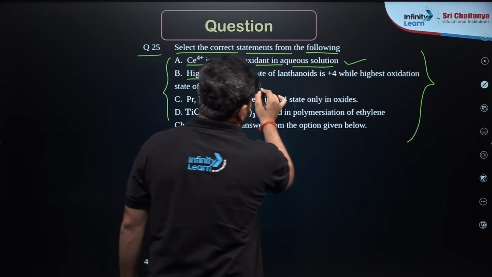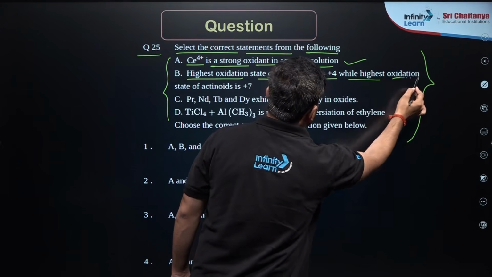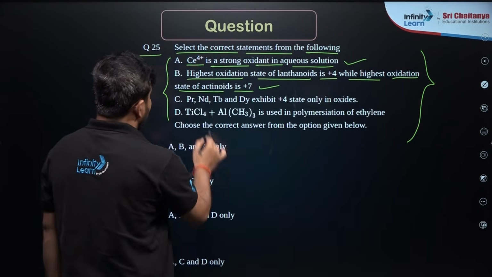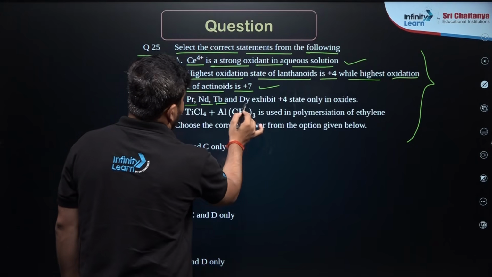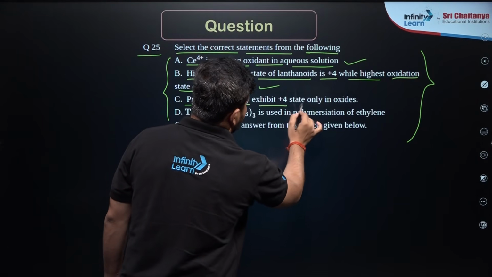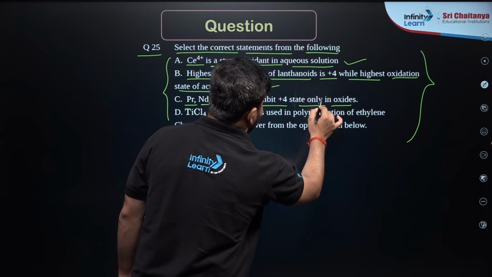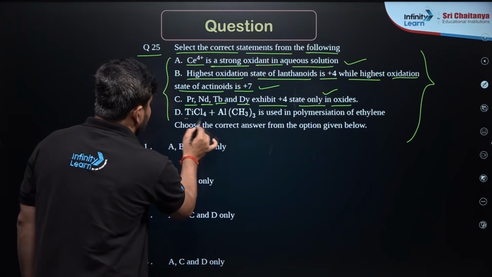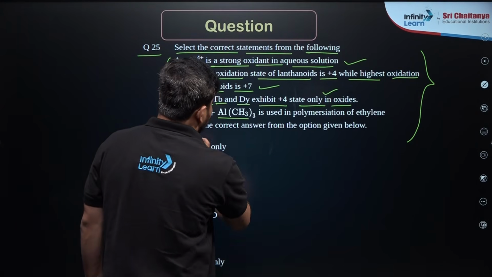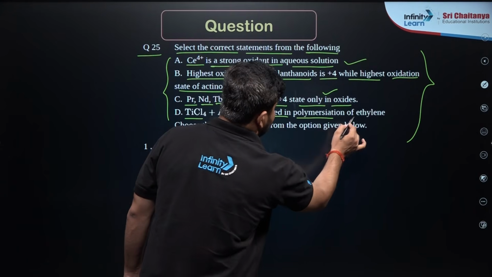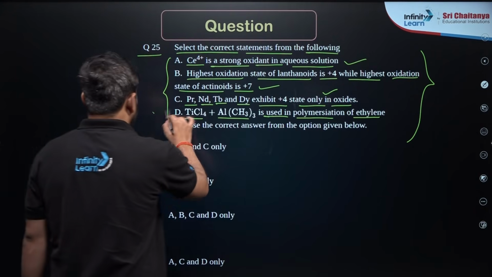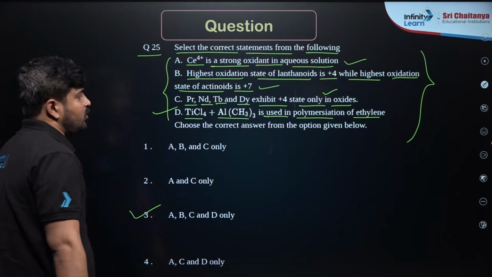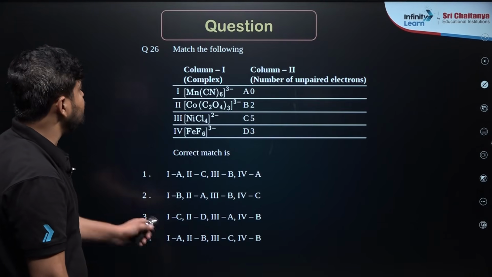Highest oxidation state of lanthanide is +4 while highest oxidation state of actinide is +7. Yes, it is also correct. And Pr, Nd, Tb and Dy exhibit +4 oxidation state only in oxide. Yes, this is also a correct statement. So mostly all the statements are correct. TiCl4 plus Al(CH3)3 is used in the polymerization of ethylene. Yes, this is also correct. So all the statements A, B, C, D are correct only. Which one is the correct answer? The third option is the correct answer.